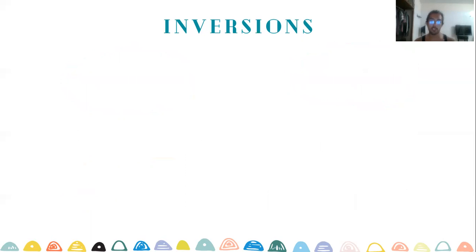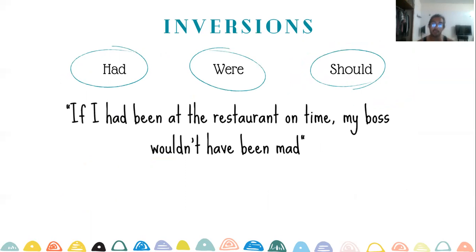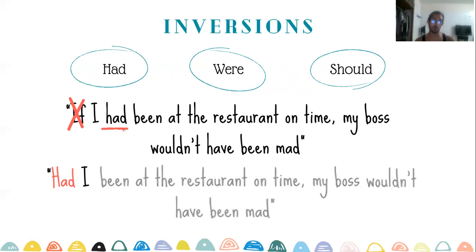We can also use inversions in conditionals with had, were, and should. So when it comes to conditionals, it comes to if sentences. And the if word is going to disappear when we invert the sentence. For example, in the conditional, if I had been at the restaurant on time, my boss wouldn't have been mad. We substitute if for had, followed by the subject I, and then the complement or the rest of the sentence.